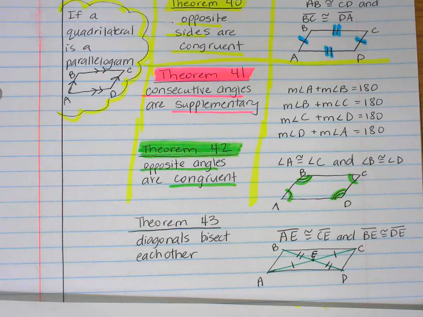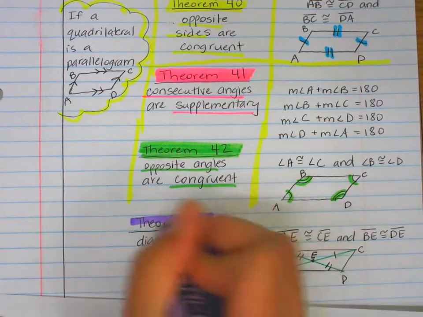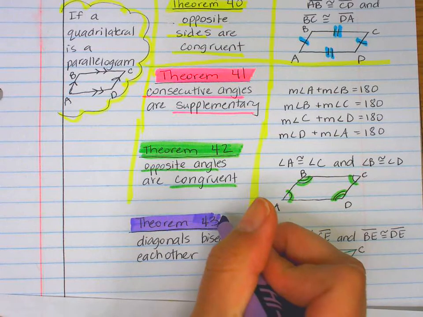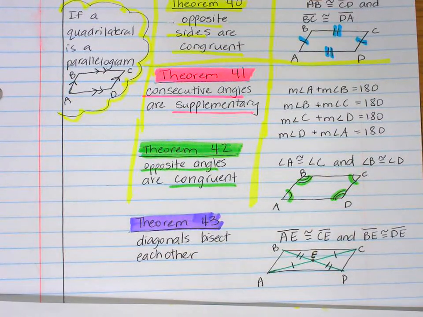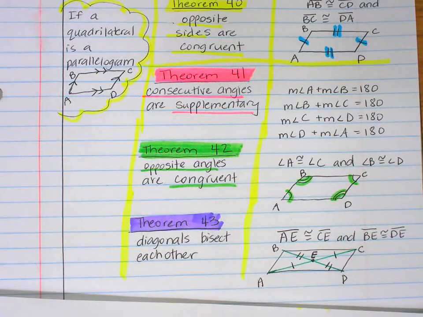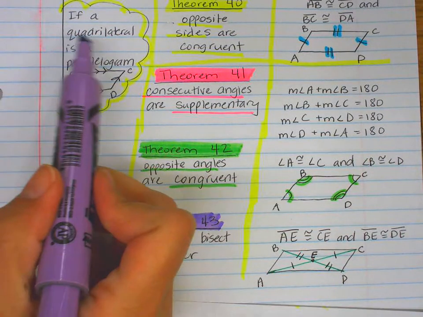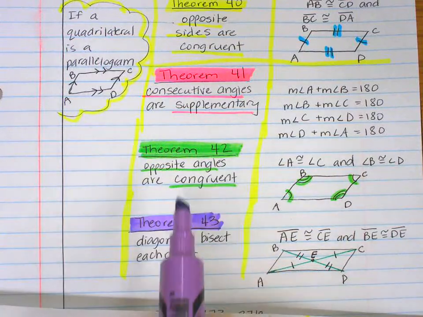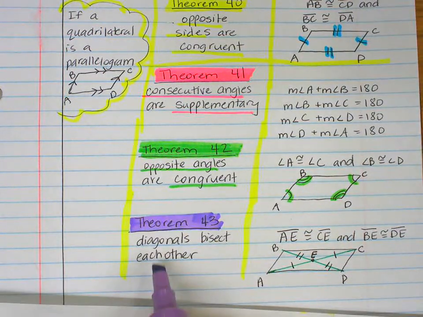Let's see. I have one other color to highlight, so I'll use this color. Theorem 43. We're still using that same if statement. So I'll go and read that. It says, if a quadrilateral is a parallelogram, then diagonals bisect each other.